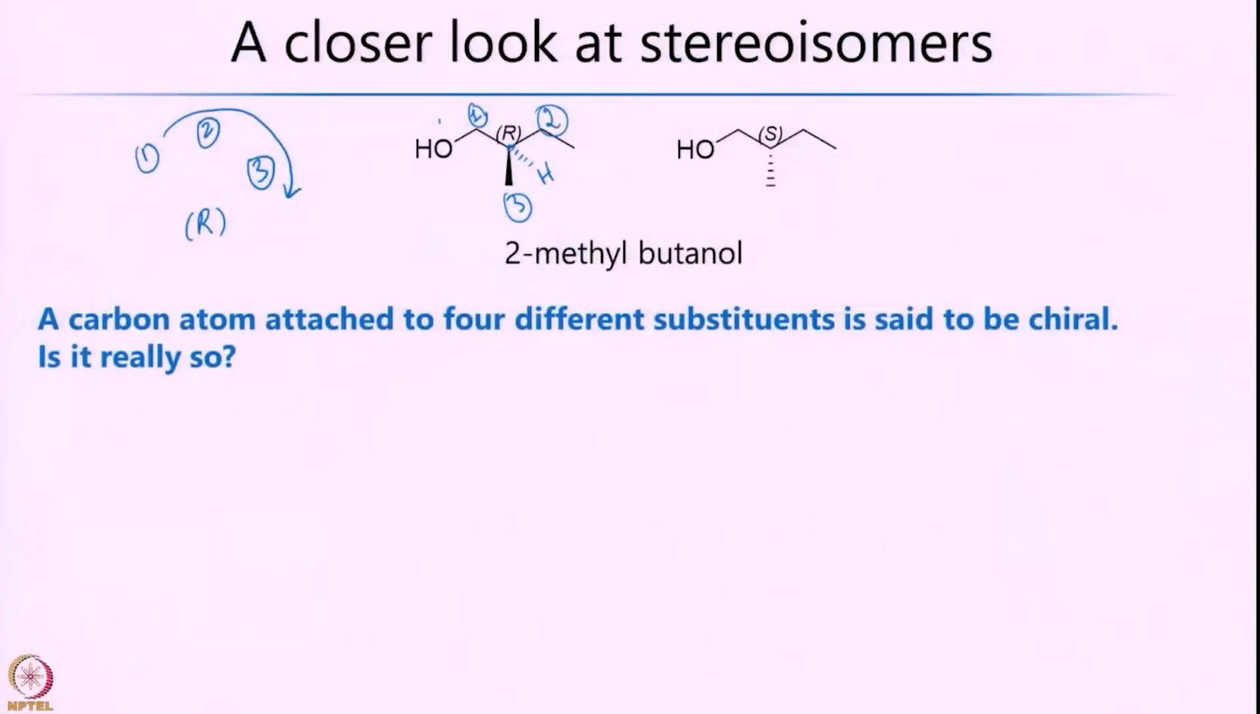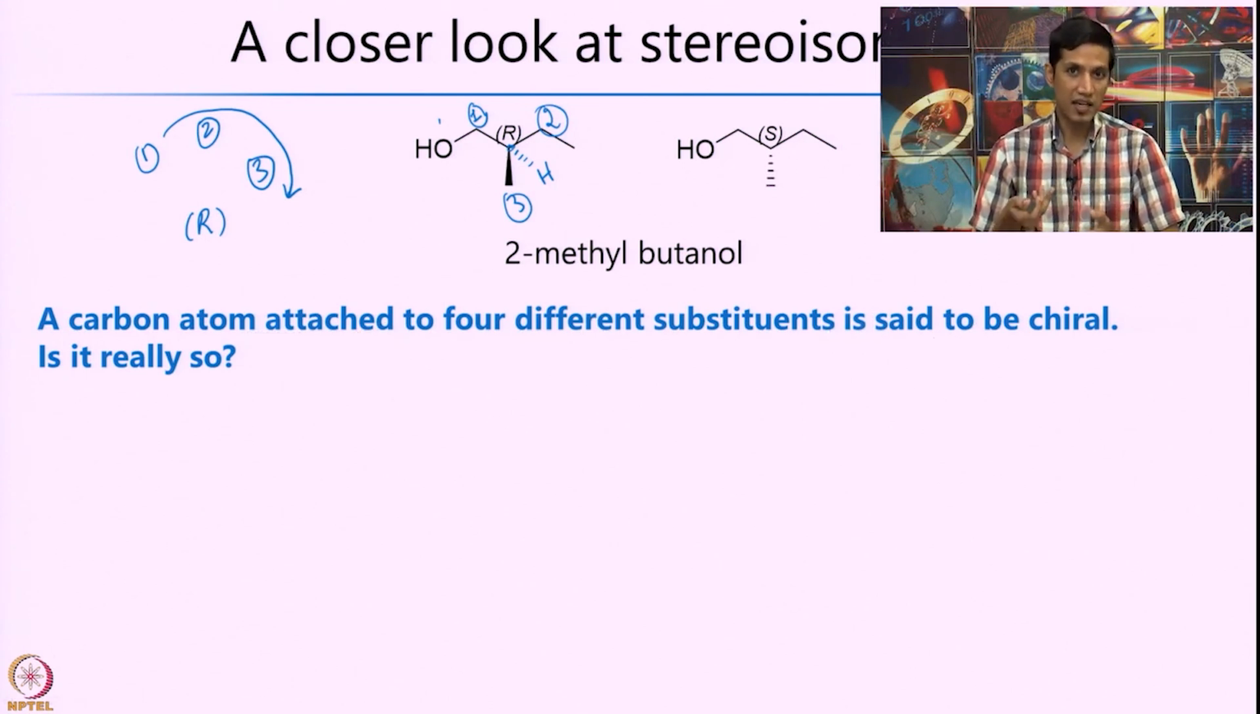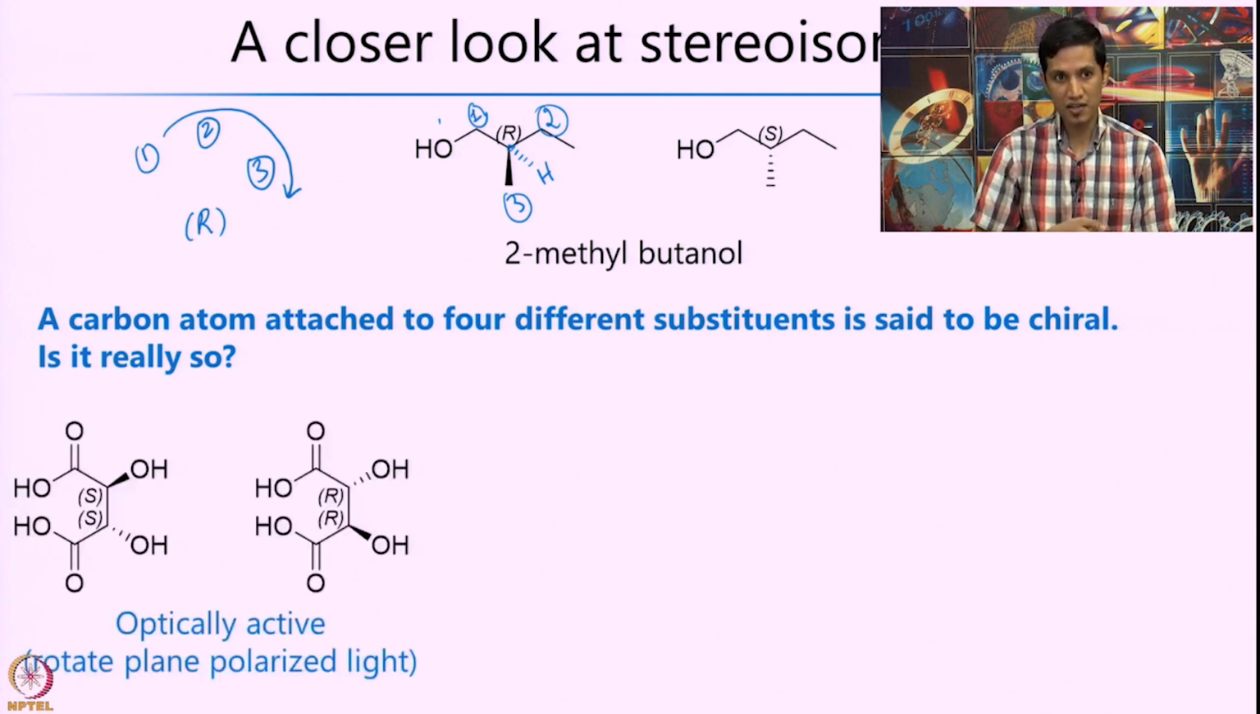Now let us look at one particular statement and see whether this definition, that a carbon attached to 4 different substituents is chiral, is universal, or whether there are any limitations on it. To understand that, let us go back and look at a very classic example of a system which contains 2 chiral centers.